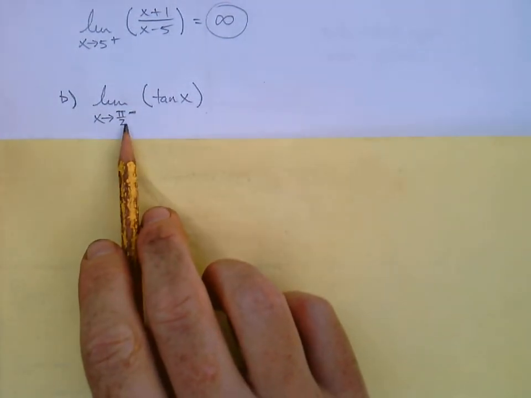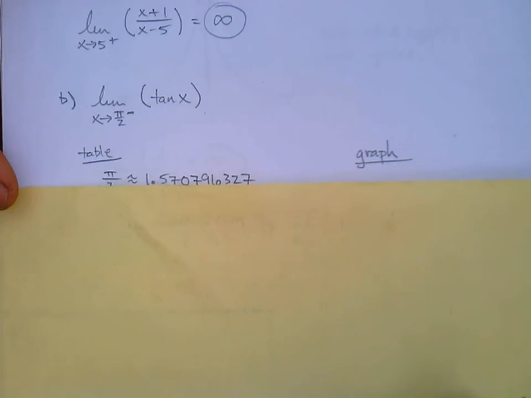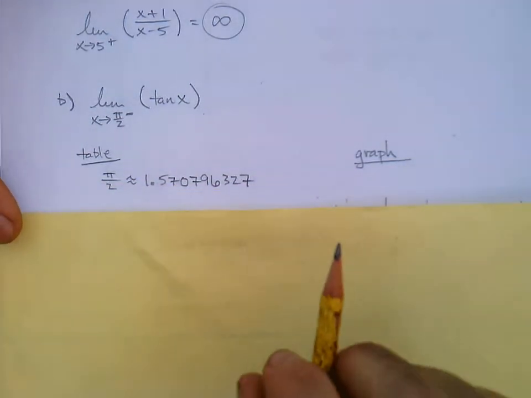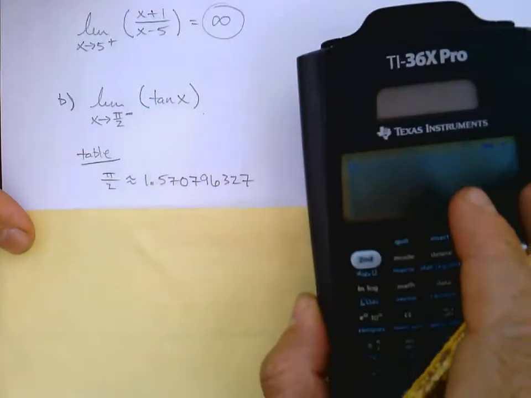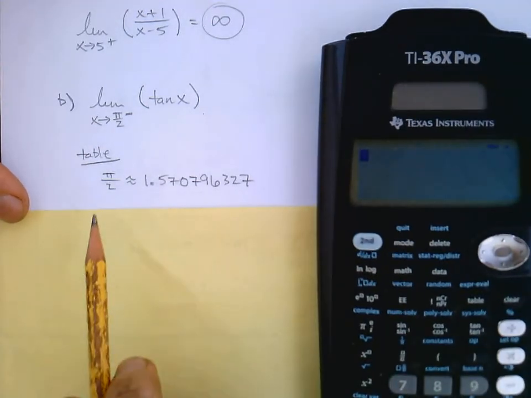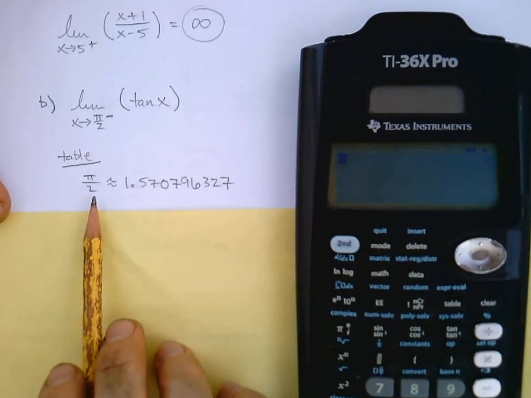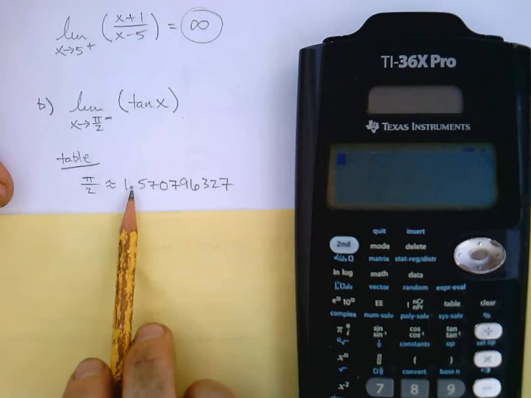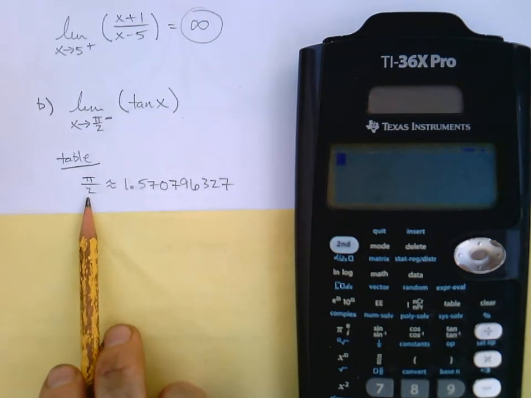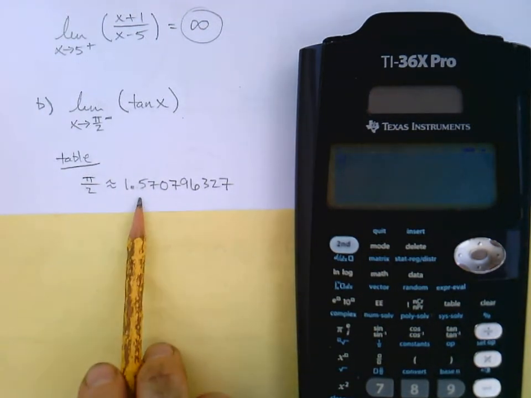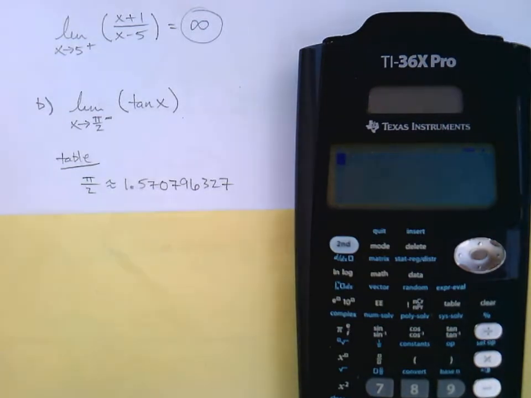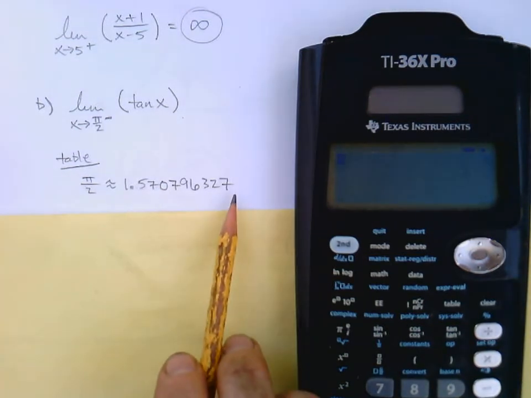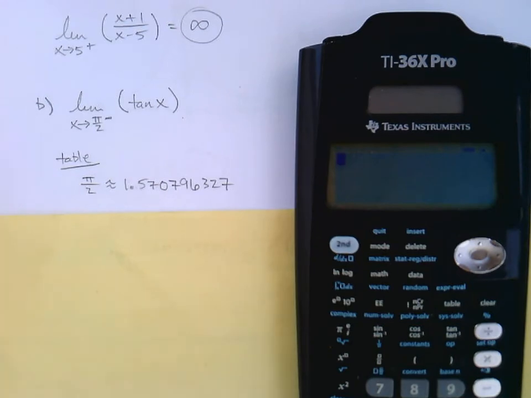So pi over 2 from the left. First off, maybe I'll just kind of cover this part up. That's where I've got my graph here in a moment. The table, we need to have a decimal approximation for pi over 2. So I put that in my calculator, and this is all the decimal digits it gave me. Pi over 2 is approximately 1.570796327, and then my screen ran out of space.